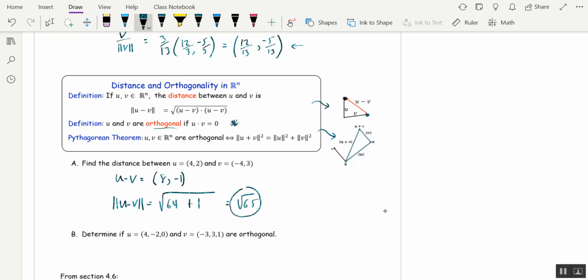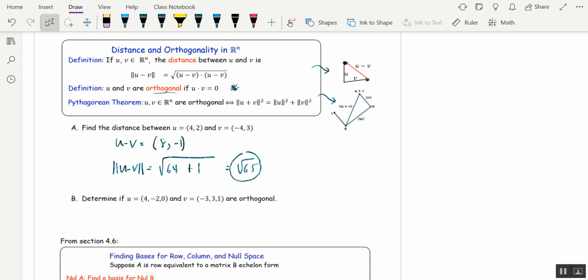And then determine if U and V are orthogonal. So we'll use the definition. We want to know what the dot product is, if it's 0 or not. So U dot V is negative 12 minus 6 plus 0. That's negative 18. That's not 0. So no, those vectors are not orthogonal since U dot V is not equal to 0.